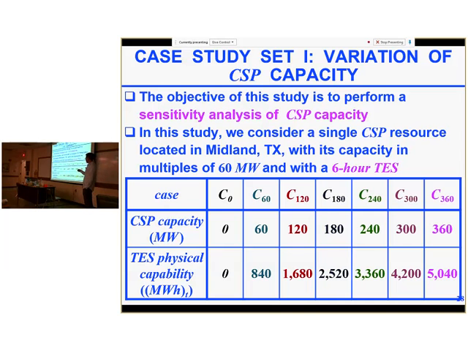The physical capability of a storage is the maximum amount of thermal energy that can be stored in the storage. The storage capability expressed in hours means, for example, that 6-hour thermal energy storage for a 60 megawatt plant means if the storage is full, this plant can produce electricity at its full capacity using only the thermal energy from the storage for at most 6 hours.